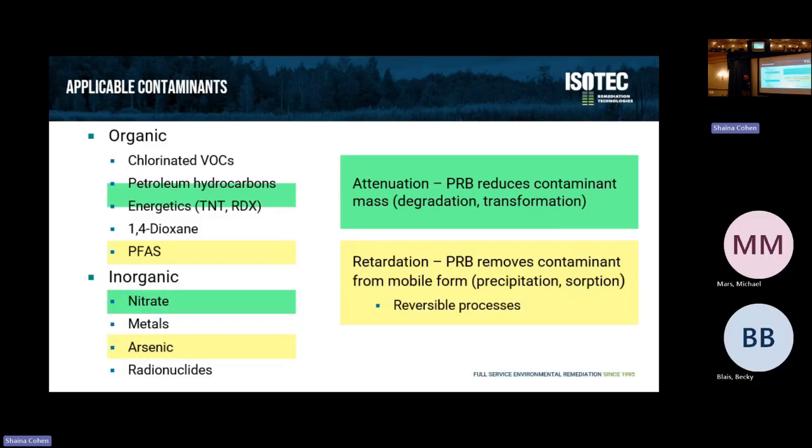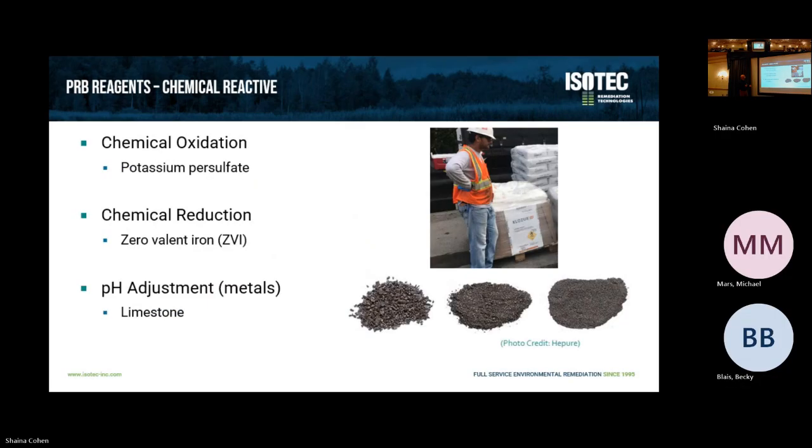So PRBs can remove these contaminants from the groundwater, but they're not removing them from the system. The mass of the contamination is still there. So as I said, there's different processes that barriers use to be reactive to remove the contaminant.